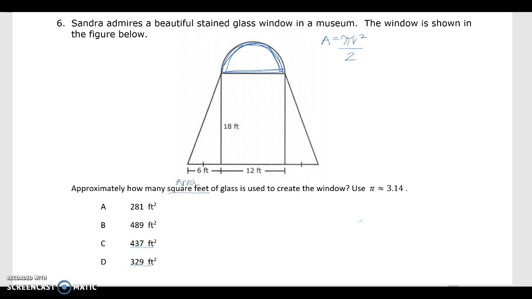Then if you look at this bottom shape, you either have a triangle, a rectangle, and another triangle, or you have a trapezoid. So I am going to let you guys choose which way you want to go. So use your formula chart and write your formulas before you get started. And then if we want the area of the entire window, you have to do what with each part? You have to add them up, right? So that is number 6.